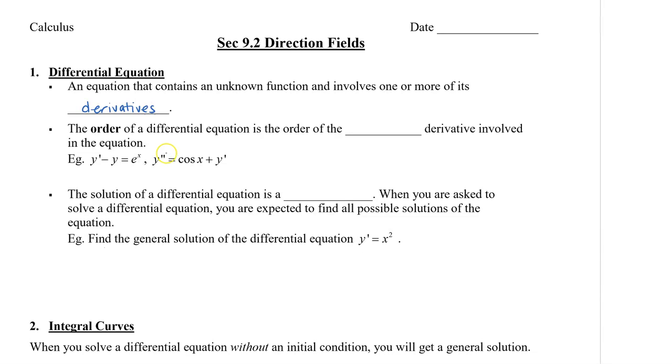When we refer to the order of a differential equation, we are referring to the order of the highest derivative in the equation. So for example, we have y prime minus y equals e to the x. The highest derivative is y prime, which is the first derivative, so this is called a first order differential equation. In the second one, we have y double prime equals cos x plus y prime. So the highest derivative is y double prime, which is the second order.